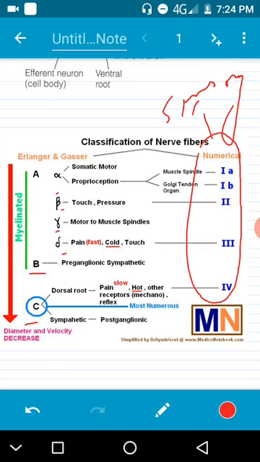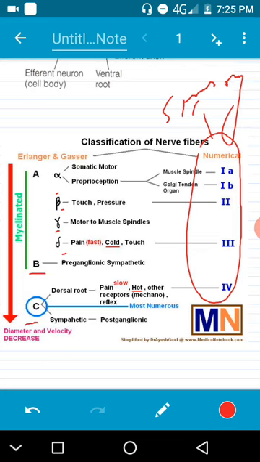The other factor is myelination. The myelinated fibers like 1A, 1B, 2 and 3 have quite a faster conduction as opposed to the unmyelinated fibers of type 4. And in the Erlanger classification, type C are unmyelinated while type A and type B are myelinated.